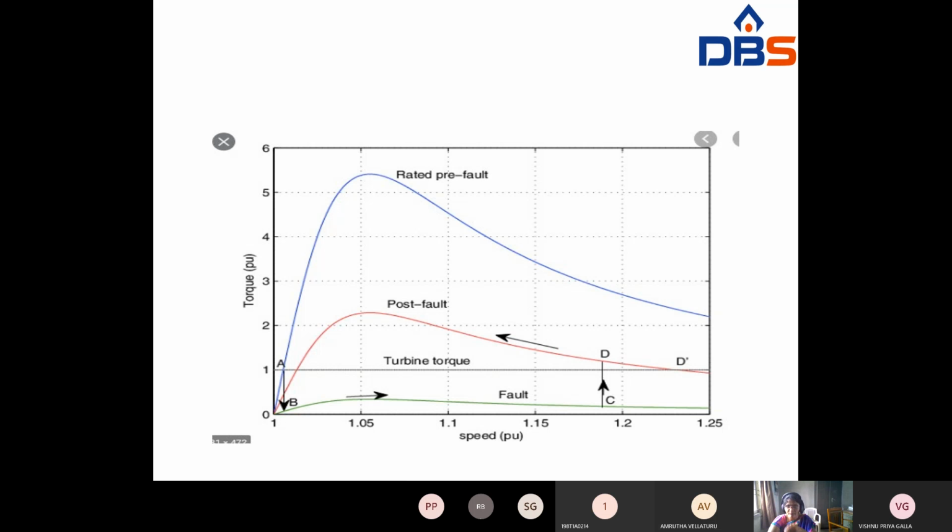In any system, in some cases a fault will occur. Suppose the turbine blades are rotating and a fault occurs. Before the fault, this is the characteristic. Whenever the fault occurs, the torque produced also decreases. This is the dip in between the pre-fault and post-fault. So whenever the fault occurs, the torque value also decreases.